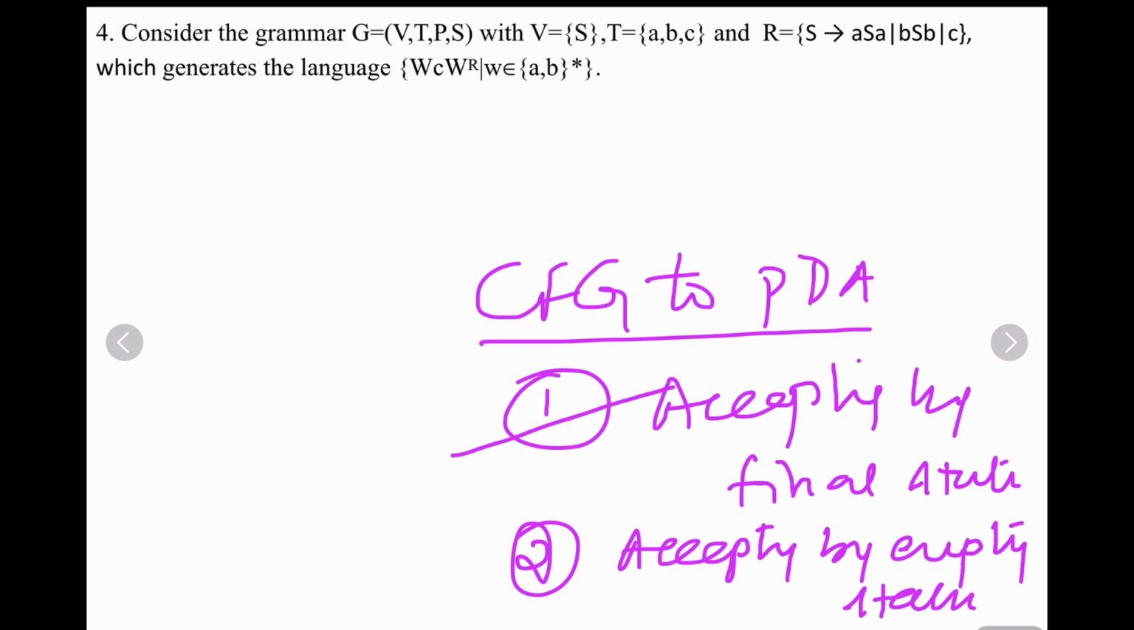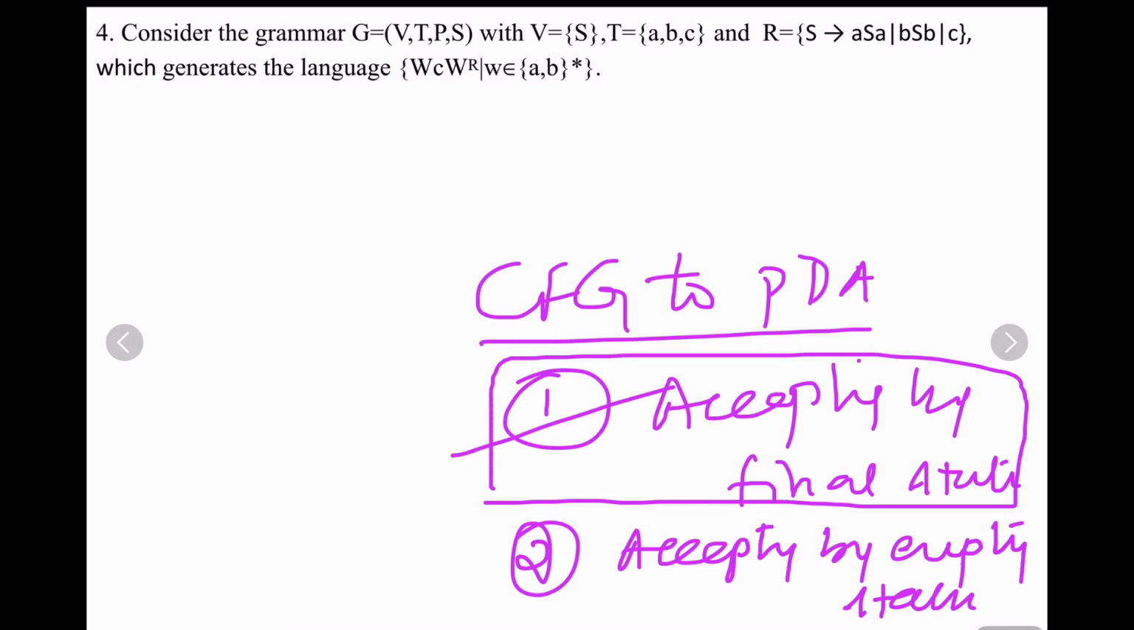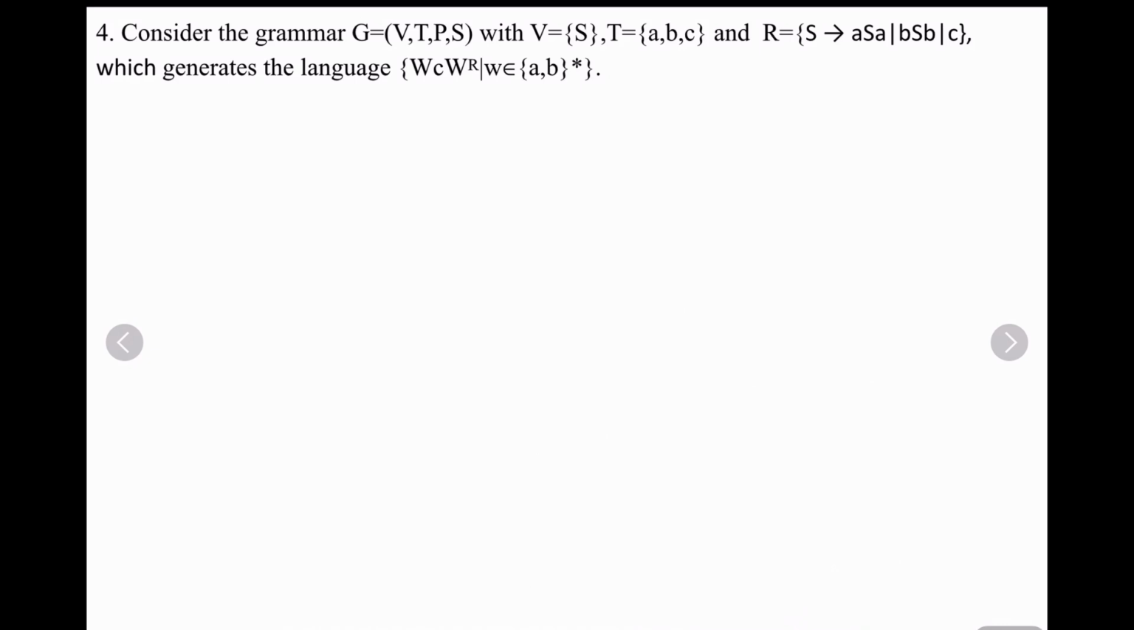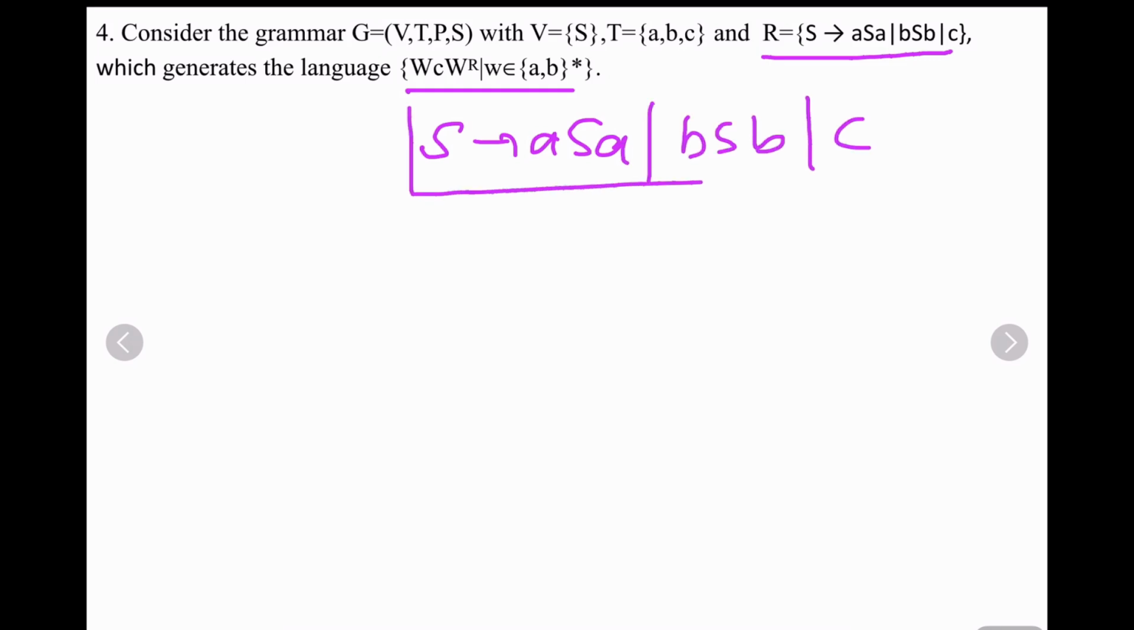Right, accepting by final state has already been discussed in my previous video. I have done 3 to 4 problems on acceptance by final state. Today I'll take this problem on acceptance by empty stack. So let us see this problem. There's a grammar given for this problem, that is w c w reverse. The grammar is S gives ASA or BSB or C. This is the grammar given.